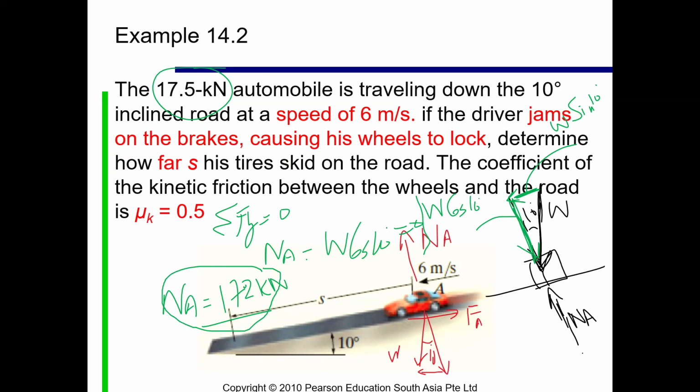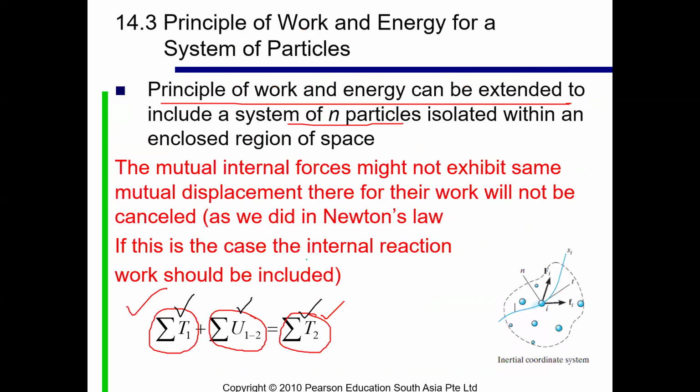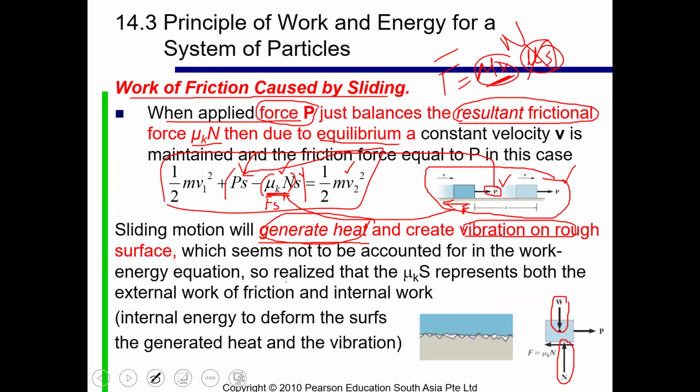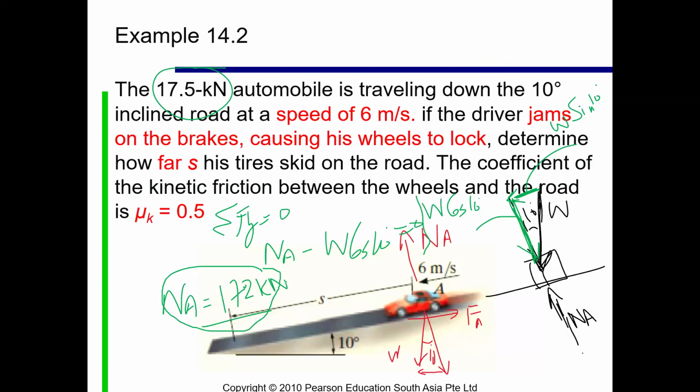Now, how many forces do you see that will contribute to the work done? Because I need to execute this, right? I need to know how many forces are acting here and providing the work done. So one is the friction force, right? I know that friction force is equal to mu K into N A, which is equal to 0.5 times this 17.2. So I know this one.